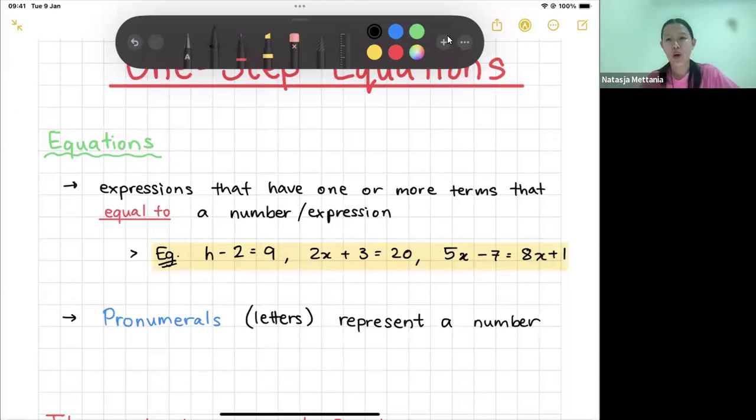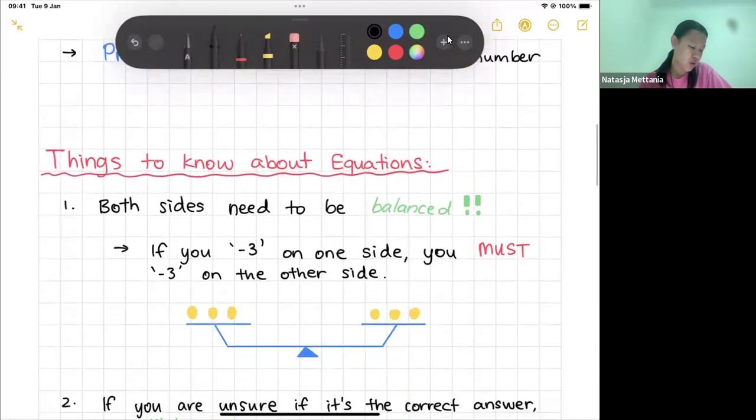Let's just go through what pronumerals are. Okay, we know in algebra, pronumerals mean letters, right? That's the basic way that we can explain it. Pronumerals are letters. In equations, those letters represent a number, a specific number. Okay, now let's move on.